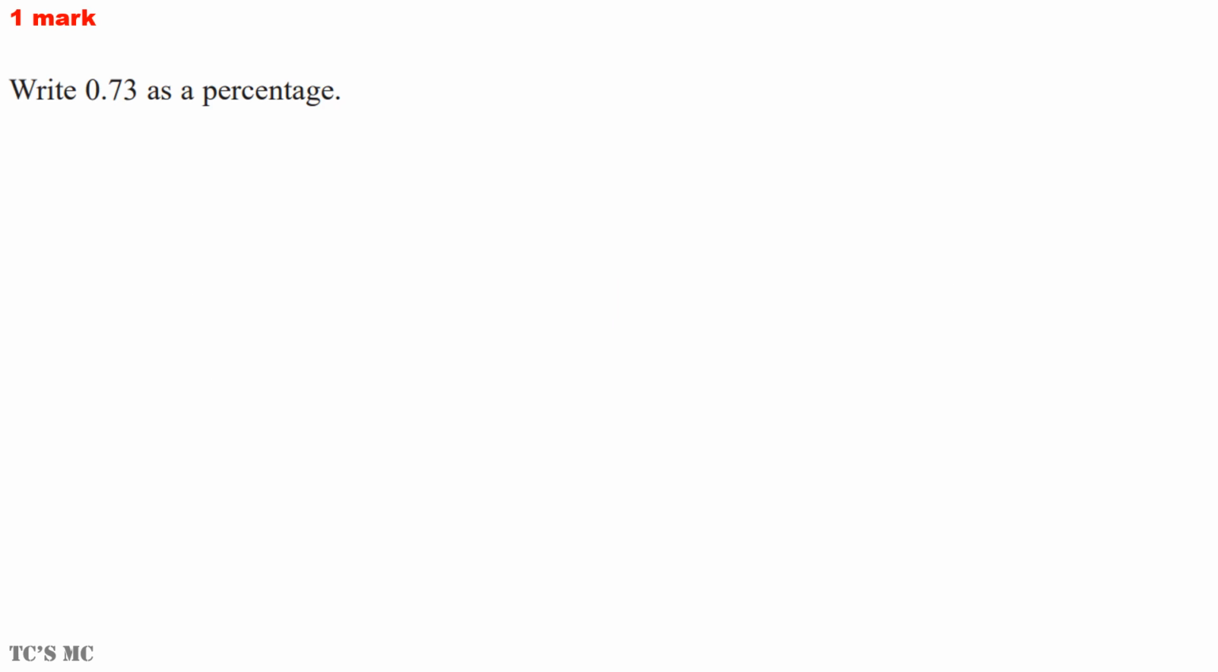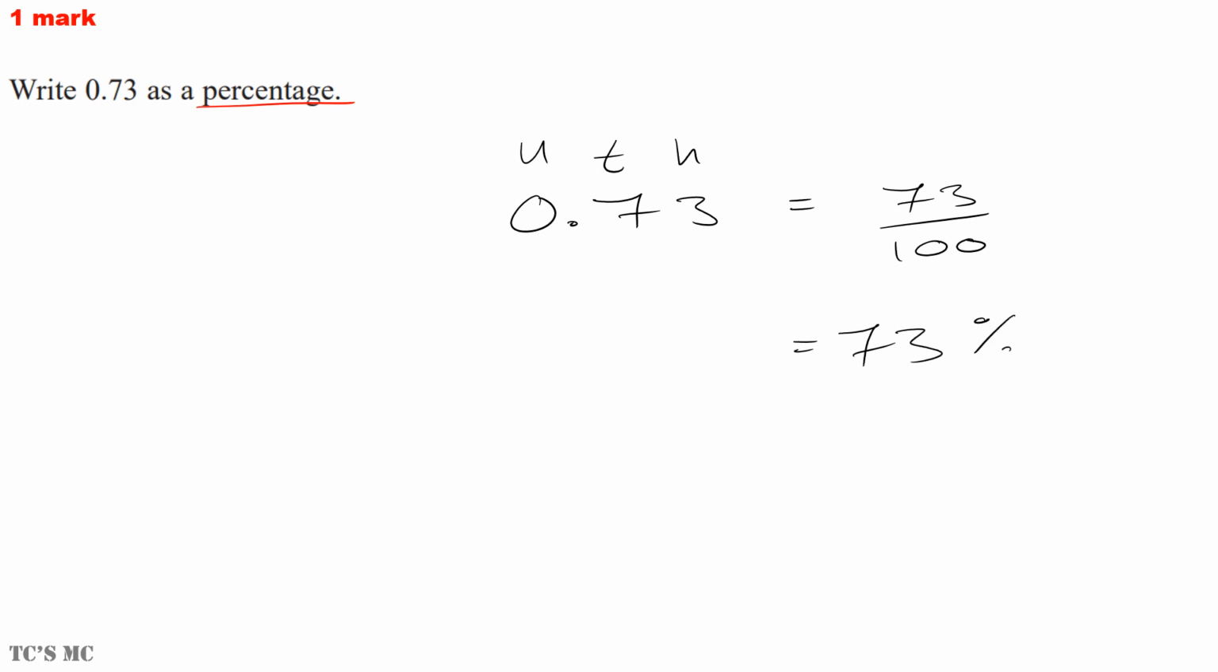Write 0.73 as a percentage. We need to understand place value for this question. We know that 0 is the units, 7 is the tenths, and 3 is the hundredths. So this question is 73 over 100 as a fraction, but of course the question is asking for a percentage, so I will write 73%. And again, you don't need method for this one, you can just say 73%.